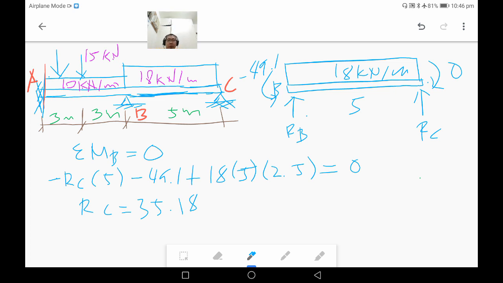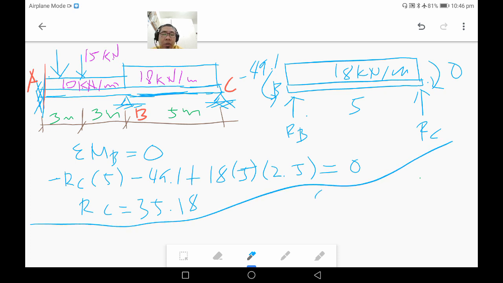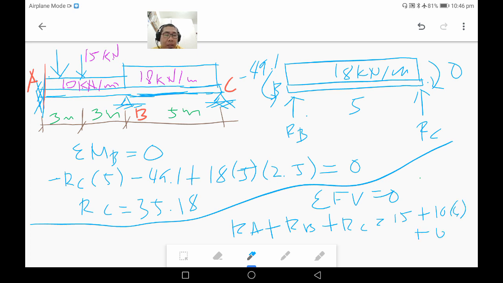Okay. So, kung nakuha na natin yan, let us consider the whole structure. Then, sum the forces vertical, that is 0. RA plus RB plus RC equals 15 plus 10 times 6 plus 18 times 5. Ganon yung magiging dating yan. Okay, may value na tayo nito. Dalawa, RB na lang yung wala natin. So, let's try.